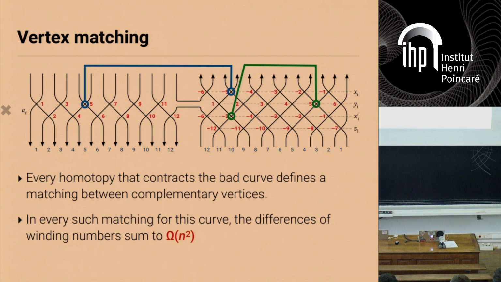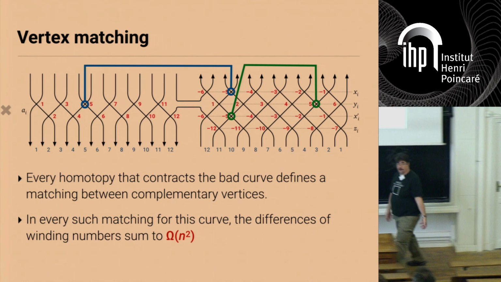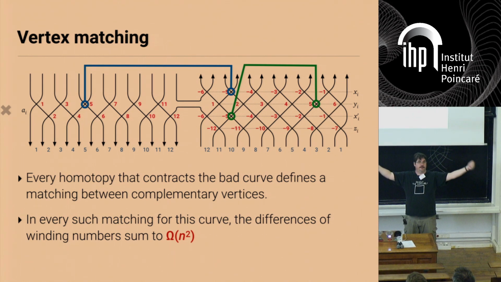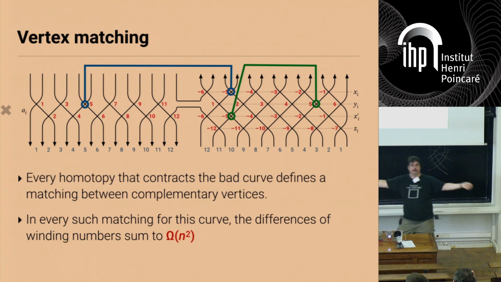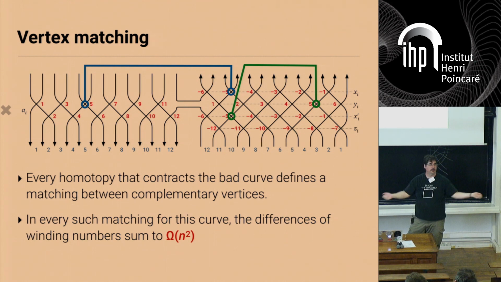And for this particular curve, a constant fraction of the types, those 2 vertices differ in winding number by something proportional to n. So I have n pairs, each of which have winding distance n, and because each move only changes 3 winding numbers, I need to perform a quadratic number of moves in order to bring the complementary vertices together to cancel out.